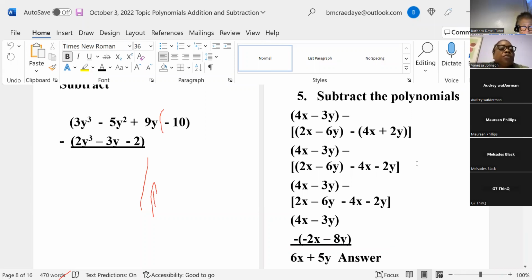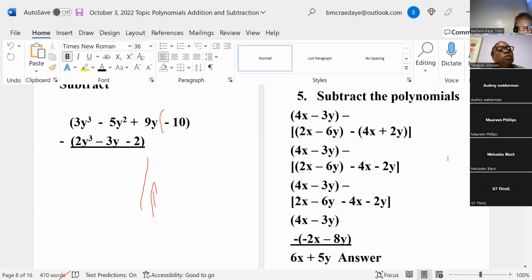Everybody with me now? All I did was apply this negative sign to what's in parentheses. So the minus plus becomes a minus, minus plus becomes a minus. Everybody okay with me now? No questions so far. Mercedes? I'm listening. I'm not sure I'm getting it.